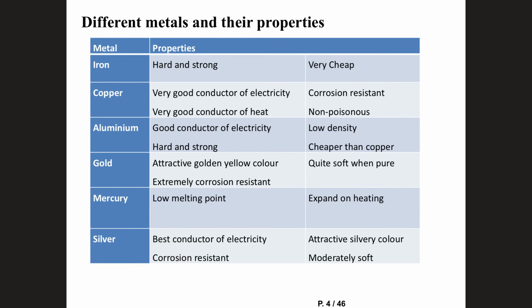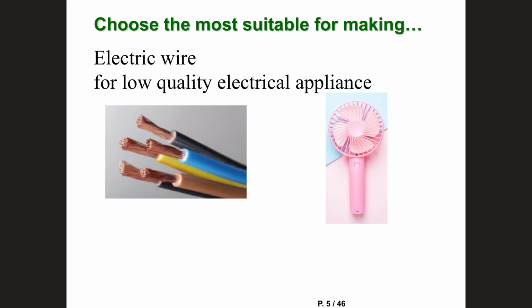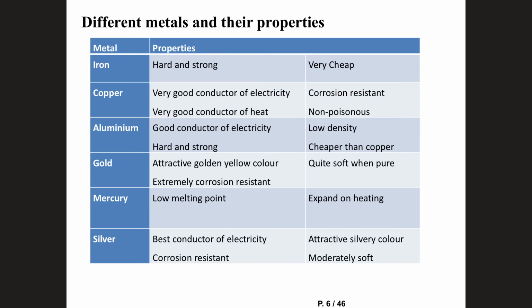This slide shows the common metals that we can see in our daily life and their properties. To make the right choice for different usage, we have to consider their distinct properties and advantages. For example, if we have to choose suitable metals for making electrical wire for low-quality electrical appliances, which metal should we choose, and which properties should we consider? Students, you will now have 15 seconds to choose suitable metals for making such an electrical wire.